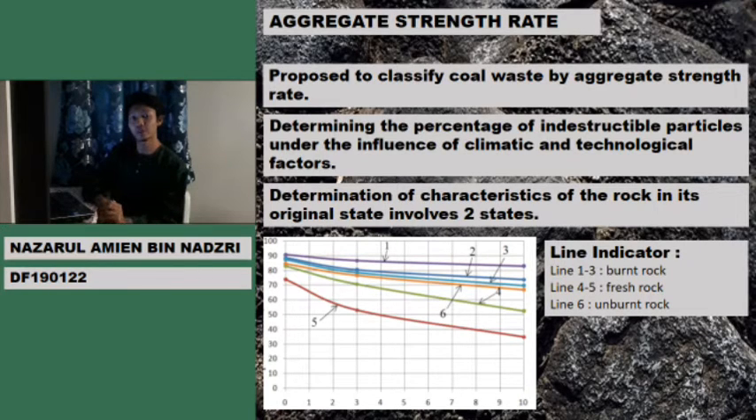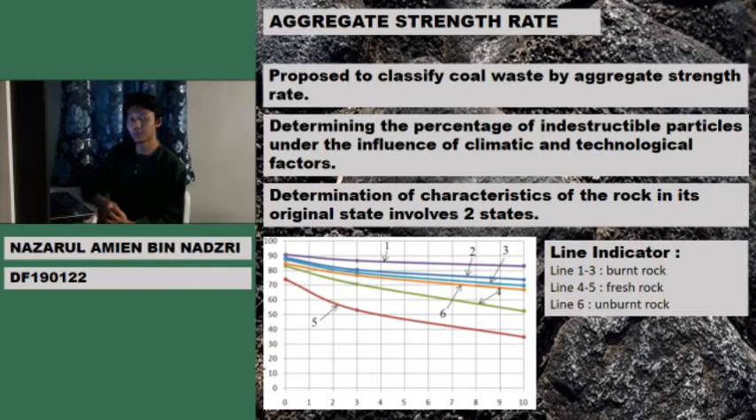Today I'm going to explain about aggregate strength rate. As we know, in this study we use coal waste as our aggregate for the slope embankment. In this study we propose to classify coal waste by aggregate strength rate.